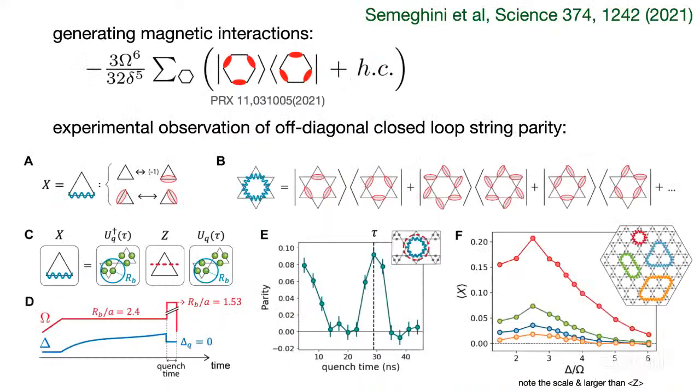So the plaquette terms have to be generated perturbatively. Essentially, you need to flip these kinds of configurations across hexagons. But this is only one term. This process will go as omega to the sixth, in sixth-order perturbation theory, divided by delta to the fifth, and the prefactor is 0.1. This scale is tiny.